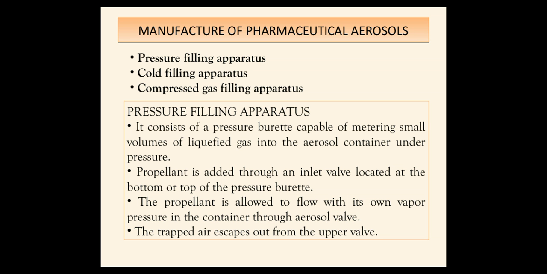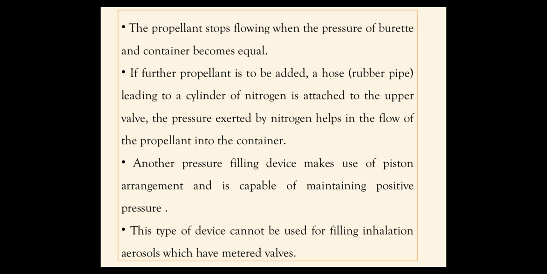First, pressure filling apparatus. This consists of a pressure burette capable of maintaining a small volume of liquefied gas to fill into the aerosol container under pressure. Propellant is added through an inlet valve located at the bottom or top of the pressure burette. The propellant is allowed to flow with its own vapor pressure into the container through the aerosol valve, and the trapped air escapes out from the upper valve. The propellant stops flowing when the pressure of the burette and the container become equal.